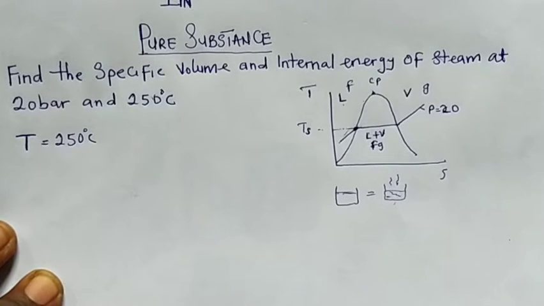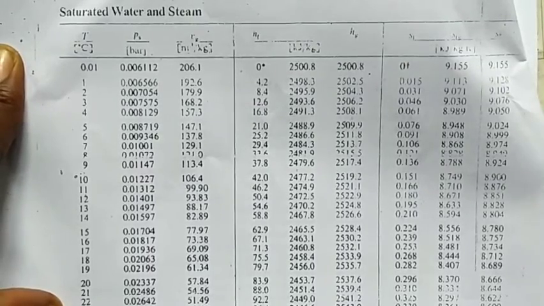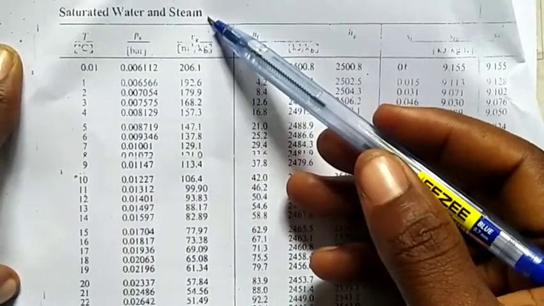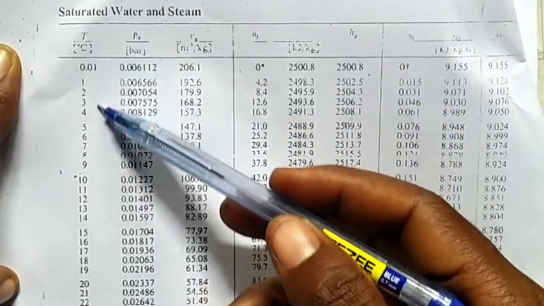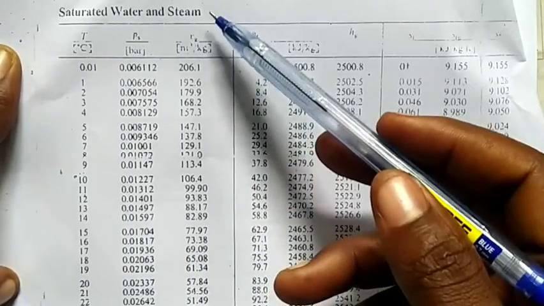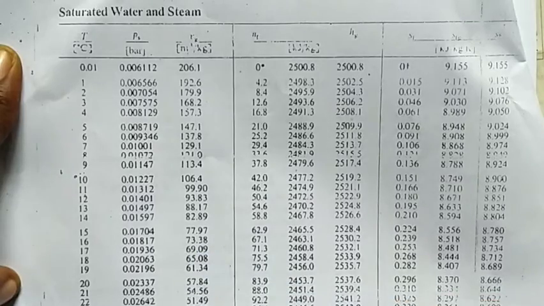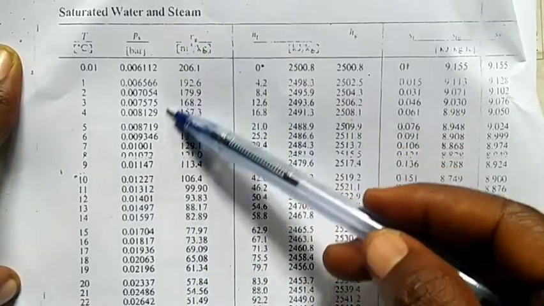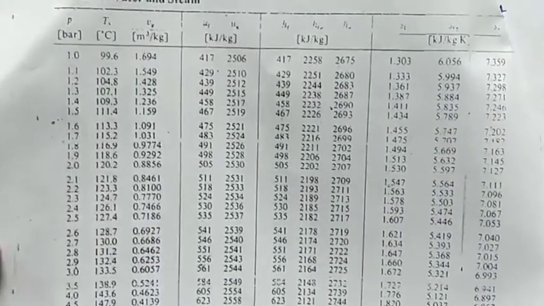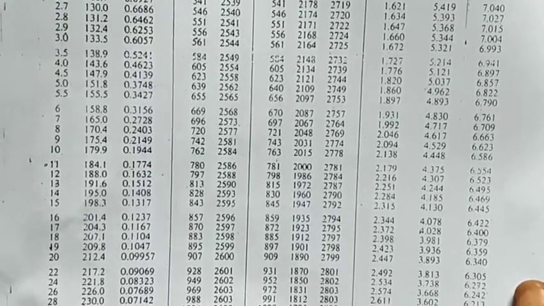Now you go to your steam table. This is the temperature in degrees centigrade. This is saturated water and steam. The temperature is in this column. This is the pressure, and this is the specific volume of the gas. Now what we are looking for is pressure at 20 bar. But if you look here, there's no pressure here. So you go to the other aspect, moving until you get the pressure. So we are moving forward to see our pressure at 20 bar.